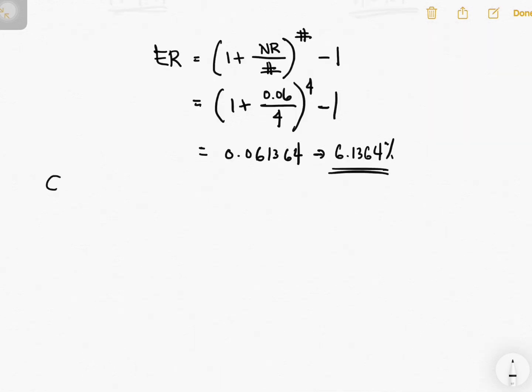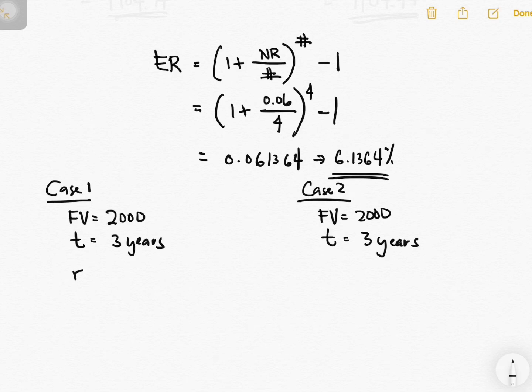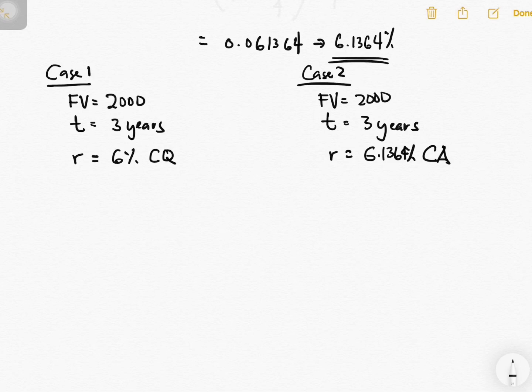Now let's have again two cases, case 1 and case 2. Under both cases, let's have a future value of 2,000 and time of 3 years. And then for the rate, for case 1, let's use 6% compounded quarterly. Case 2, we use the annual version, 6.1364%, and this is already compounded annually. And given this, let's compute the present value under both cases.